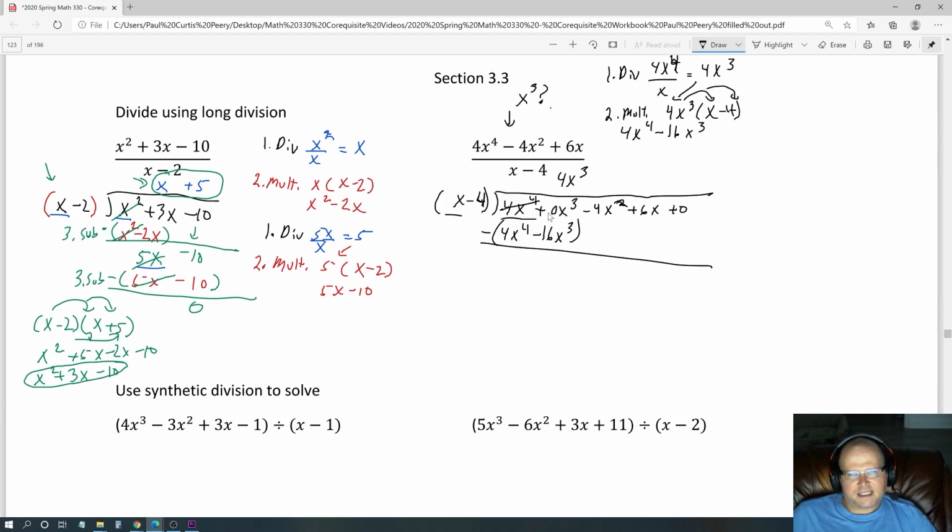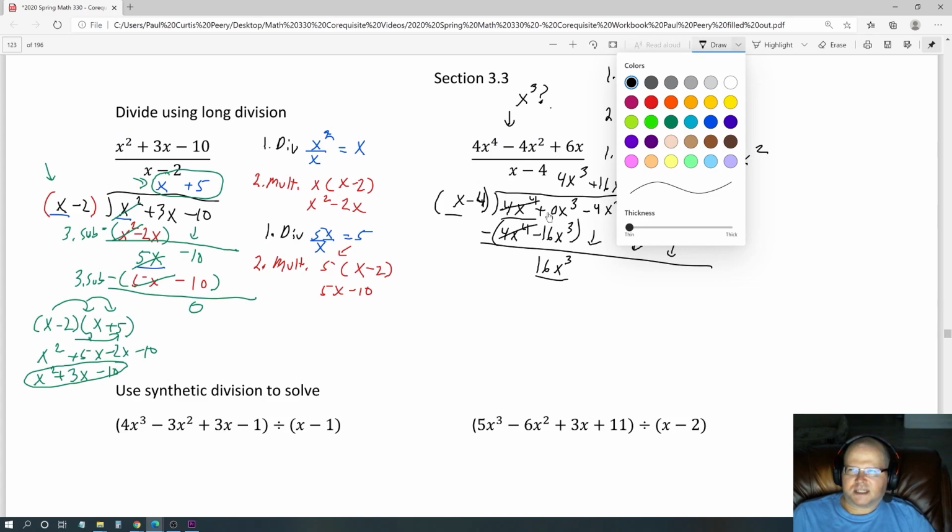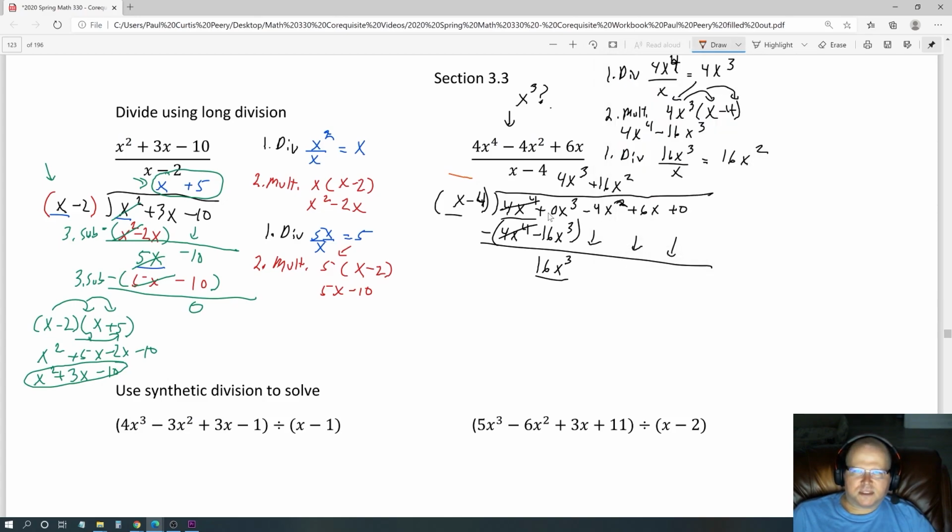Right? So these cancel out. And we end up with 0 minus negative 16, which is the same as plus 16. So we end up with plus 16x to the third, and we can just bring down everything else that we need. And then we do another subtraction. So we're going to come over here and we'll do division again. And we say 16x to the third divided by x is equal to 16x to the second. All right. So here we're going to have plus 16x to the second. I know that's a little confusing looking, so let me try to separate these two a little bit. Sorry about that.